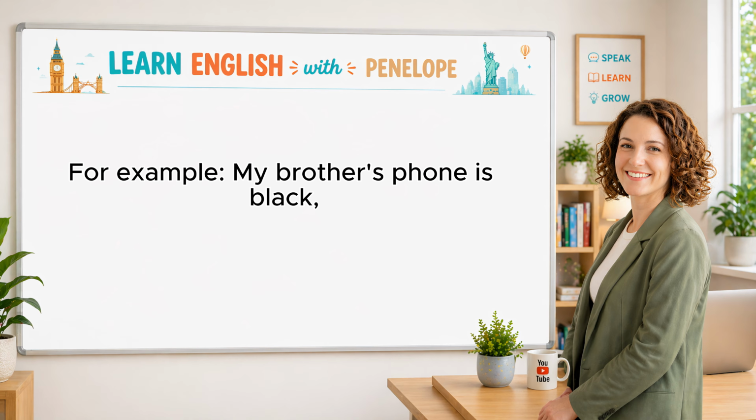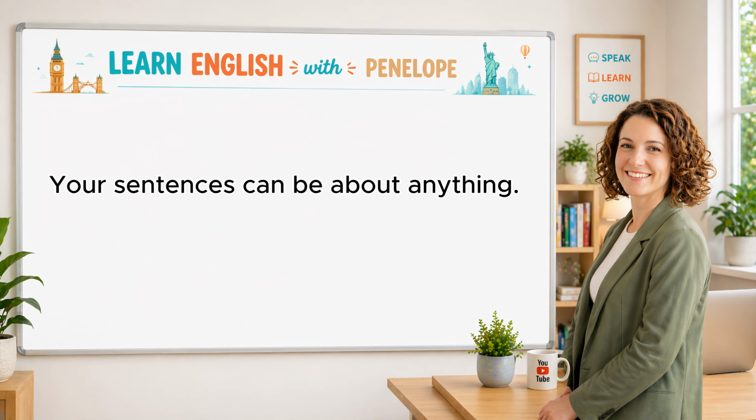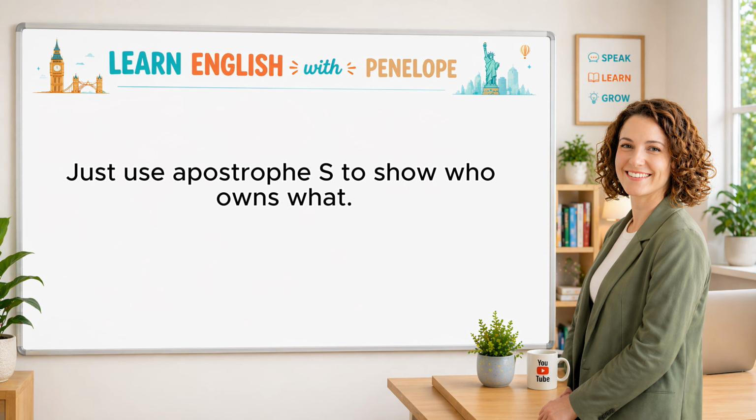For example, my brother's phone is black. My teacher's voice is kind. My city's park is beautiful. Your sentences can be about anything. Just use apostrophe S to show who owns what.